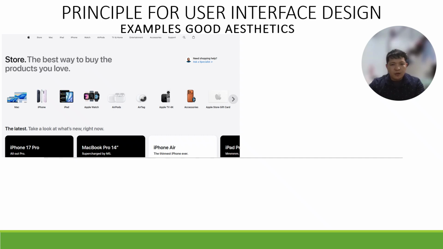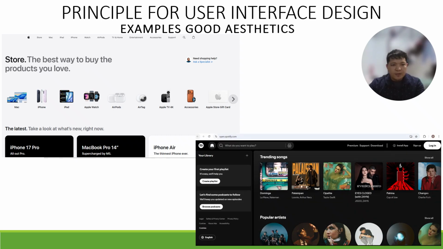Okay, for the examples of good aesthetics, we have here Apple. As you can see on the upper part, they have the product they are trying to promote, and at the bottom of the screen they present the latest product that they created or manufactured. Then on the bottom part we have the well-known Spotify, with a black background, and for contrast of the fonts, we have white fonts, and it is very clear and visible for the users to use.